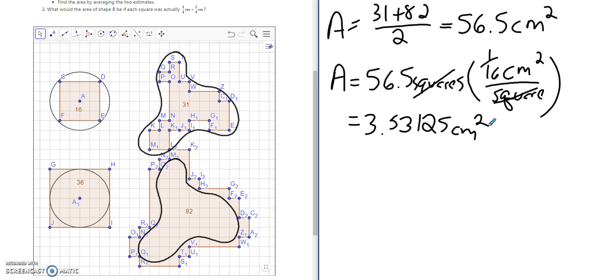So by changing the size of the grids, it makes a huge difference as to what the area would have been. So pay attention again to what is the actual length of the squares.